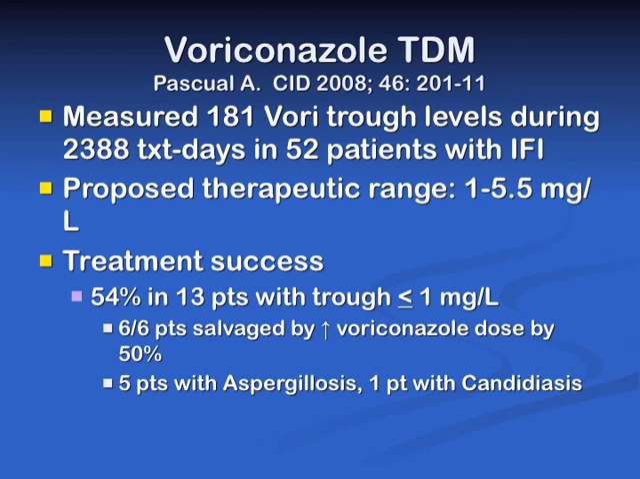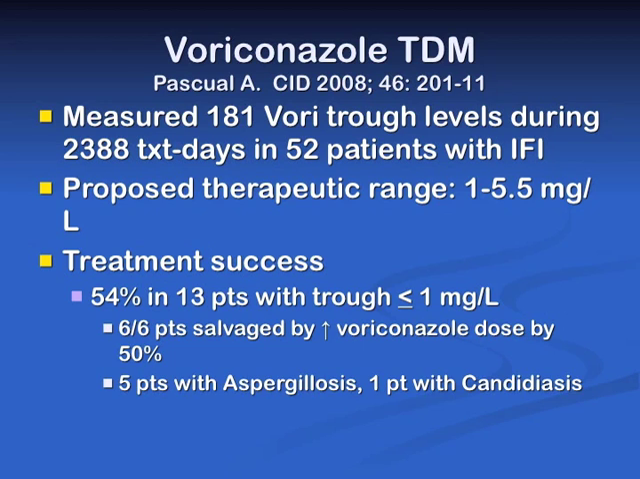Okay. Therapeutic drug monitoring with voriconazole. I consider this to be very important when you're using voriconazole for the treatment of an invasive fungal infection. Right? Pascual and colleagues had some of the best data here. They looked at 181 Vori levels in 52 patients with invasive fungal infections, and they proposed a therapeutic range for voriconazole troughs of 1 to 5.5 milligrams per liter.